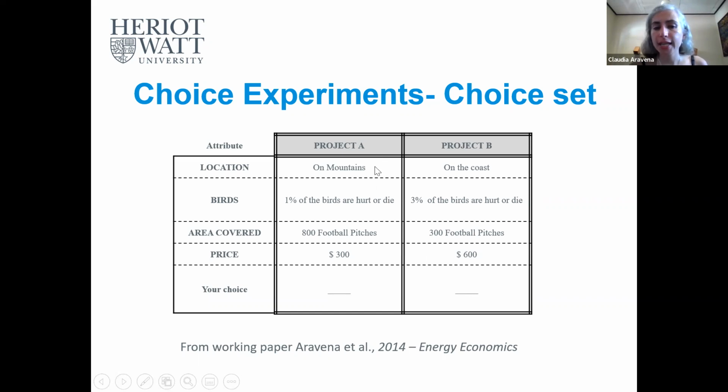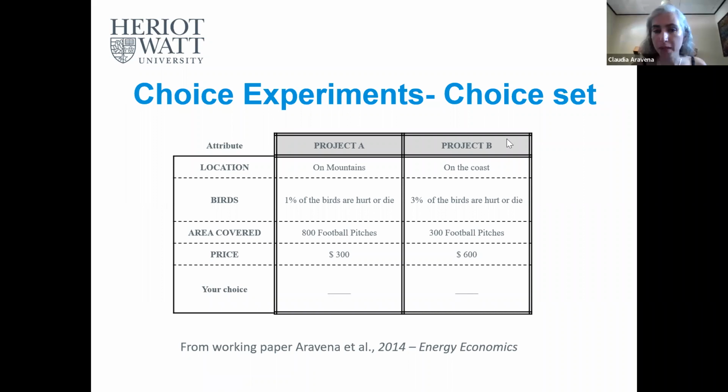So for example, project A is located in the mountains, while B is on the coast. Project A harms fewer birds than project B, but it uses more space, 800 football pitches instead of 300. If I would be willing to pay more, then I choose B, or I don't want them to be put on the coast definitely, I prefer them on the mountain. You just reveal your preferences, and you are making an indirect valuation.